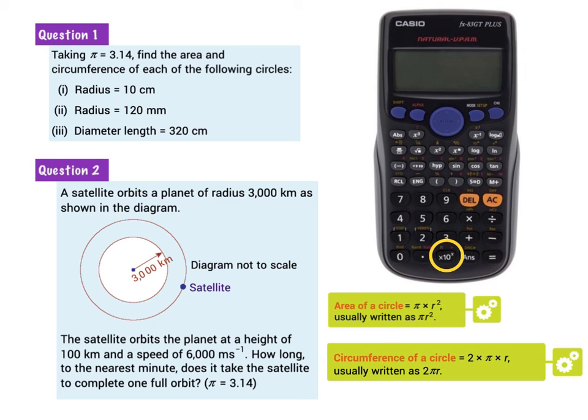So what you're thinking of there, if this is a satellite and it completes a full orbit, what are we thinking of? How many minutes does it take to go around the circumference? So see how you get on with that question. Give it your best shot.